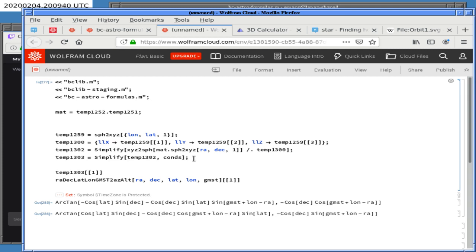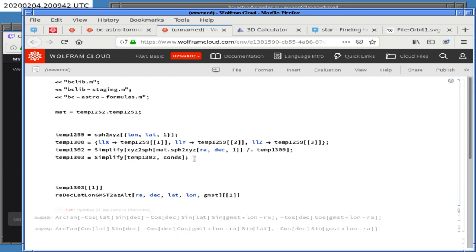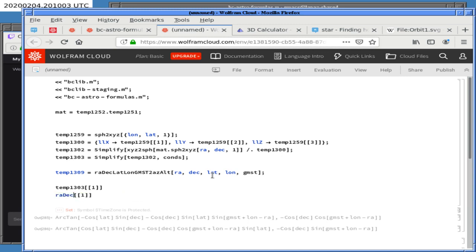So I guess what I want to do here is assign a temp variable for the whole RA deck lat output, without having it truncated, without just using one of the parameters. Because then I can just say temp 1309.1, which is a lot easier to type, and it also gives us this symmetry between the answers we've computed and the answer we want. So let's take a look here.